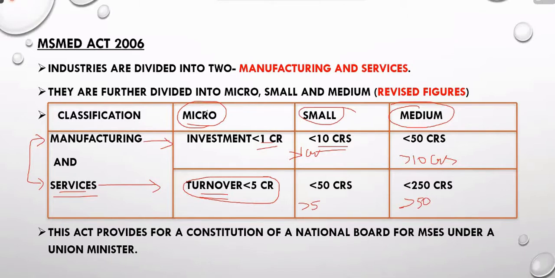To decide whether the industry is micro, small or medium, we have classified it into two types of industries, manufacturing and services. For manufacturing, we judge on the basis of investment. For the service industry, we judge on the basis of turnover. Okay, who gave these rules? We have the MSMED Act 2006, that is the Micro, Small, Medium Enterprises Development Act 2006.